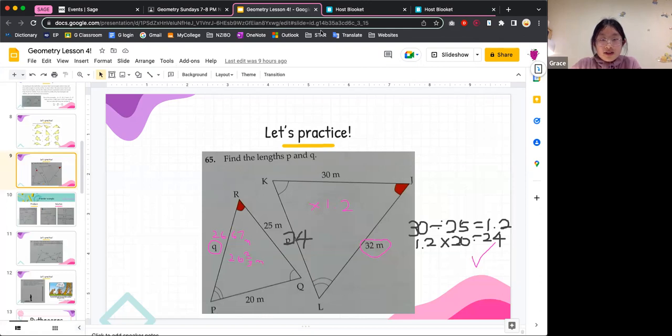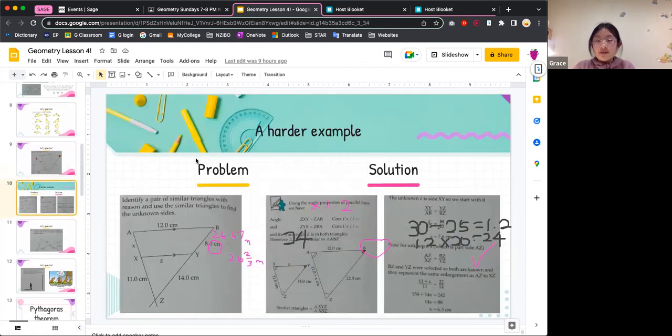All right. Oops. Oh no, didn't get rid of the annotations.